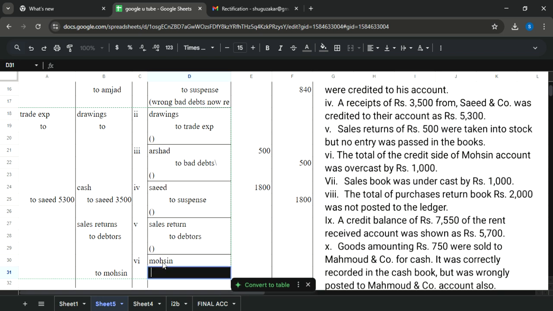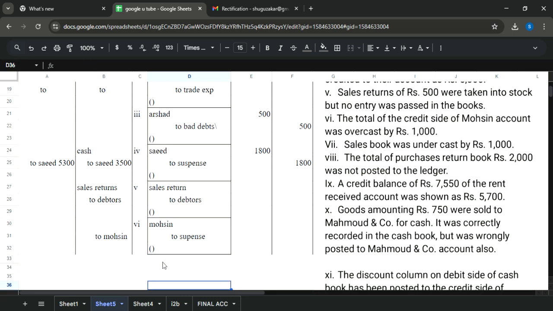So for the time being, you will write suspense. Alright guys, in this way entry has been completed. This was entry number 6. Now we are going to see our entry number 7, but we need to put some lines.